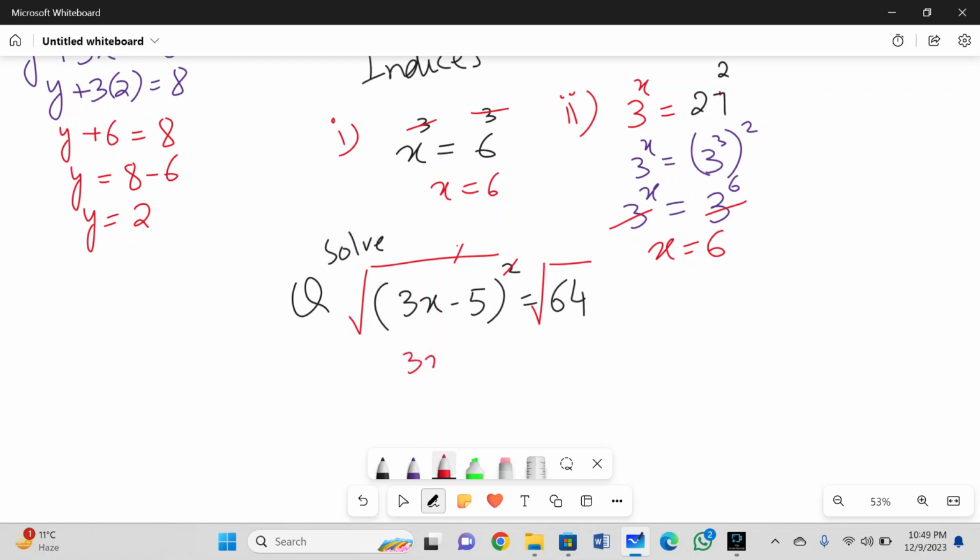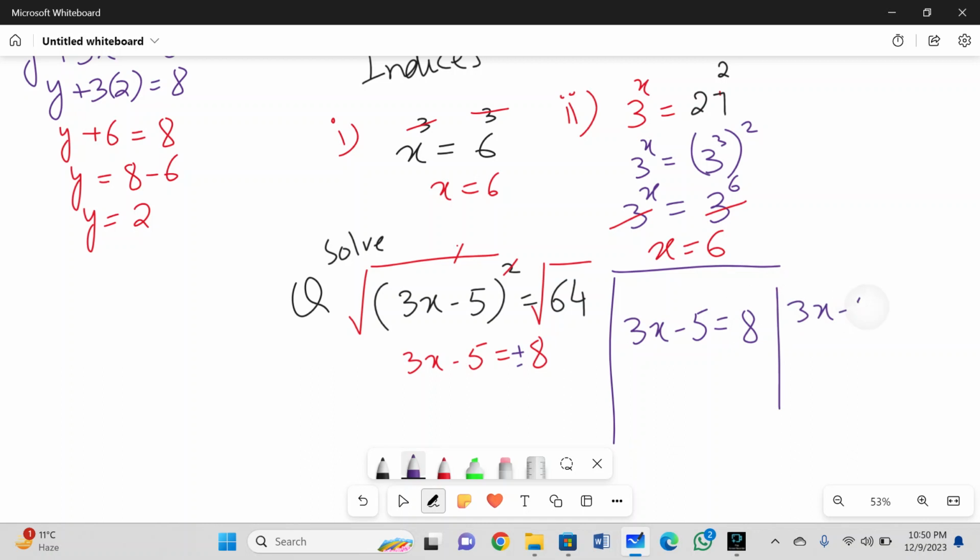You will have 3x minus 5 equals square root of 64, which is 8. Or you may also write it is plus minus 8. If you forget to write plus minus 8, this could be penalized in your paper as well. So now we have this equation, we are supposed to solve it for x. So we have plus minus sign with the 8, so we will write it twice, once with the positive sign and then with the negative sign as well. So here you will have 3x minus 5 equals positive 8, or 3x minus 5 equals negative 8. These are the two possibilities.